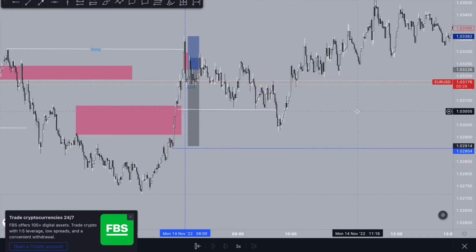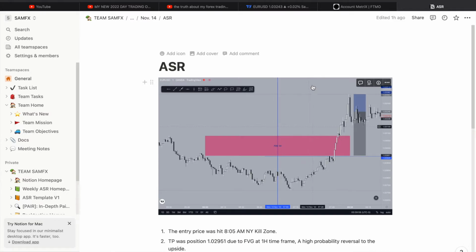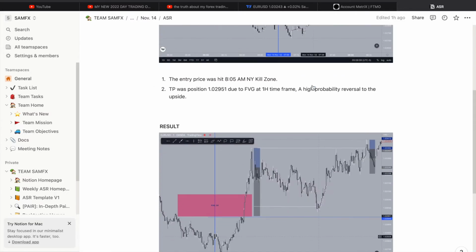So that would be a part of the game, absolutely. So this was the result of the trade. We have lost 11.2 pips at this trade. November the 14th, sell position for Euro Dollar, and so this was the ESR.